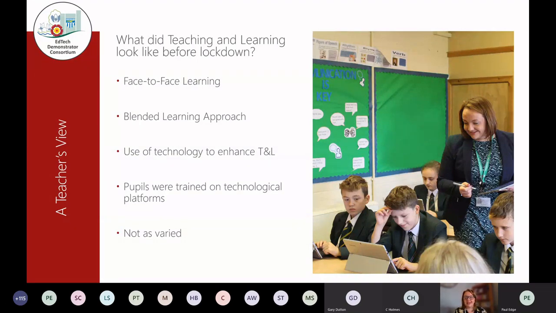But also, their diet of technology was not as varied in the classroom as perhaps what it is now. Pupils are now exposed to a variety of different platforms, online, Microsoft products, a different range of things that they perhaps didn't have any exposure to in the classroom. So I think it's been a real positive for people to embrace different technologies, and hopefully this will continue when we do eventually, whenever that may be, go back into the classroom. Thank you.